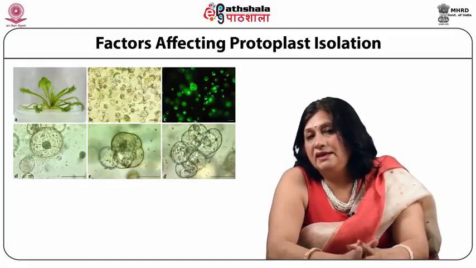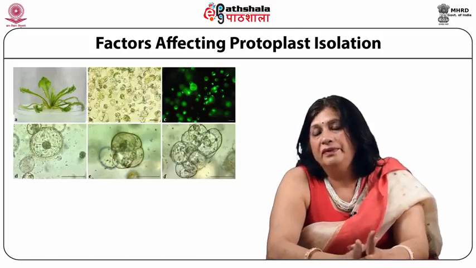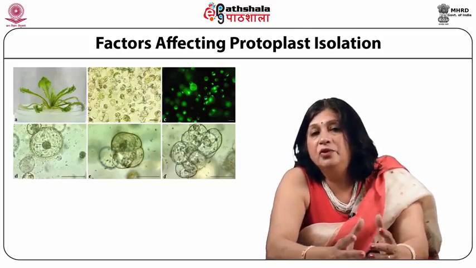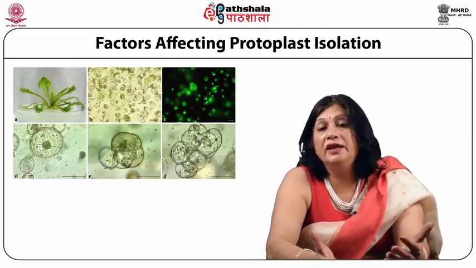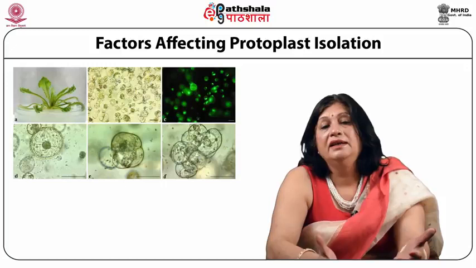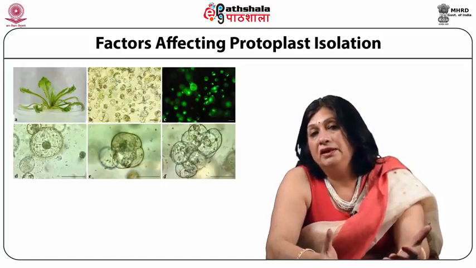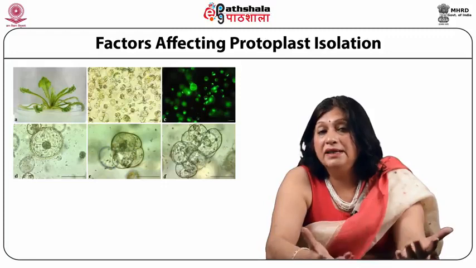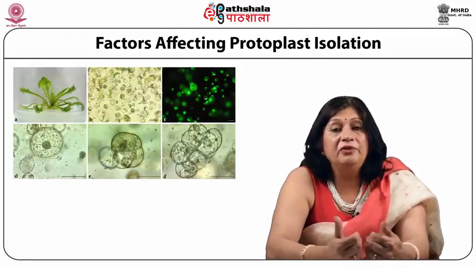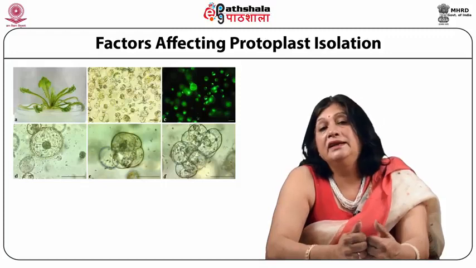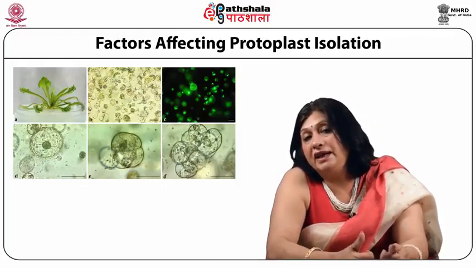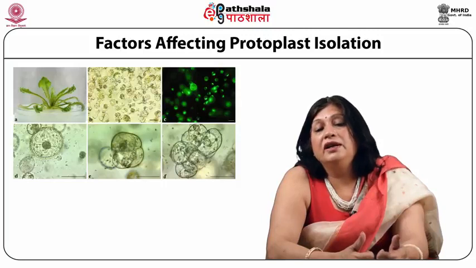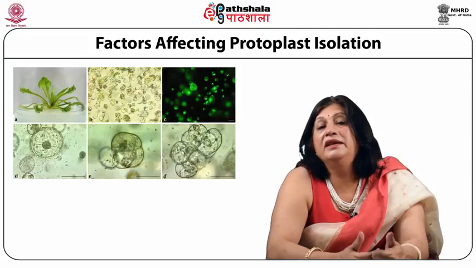Now, what happens is that when the cell loses its wall, it becomes very sensitive to which media it is in. So the osmotic pressure, the osmoticum of the media, plays an extremely important role, because depending on the osmotic pressure, protoplast might burst or protoplast might shrink to a level where it loses all its water, so that it cannot carry on any further metabolic activities. And this osmoticum usually is maintained by sugar in the range of 400 to 800 micromoles.